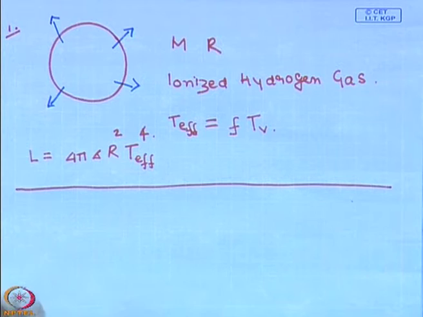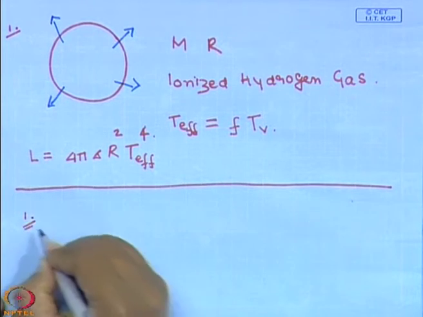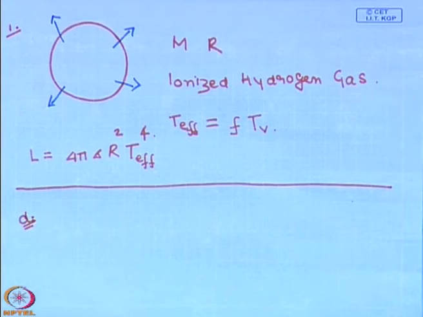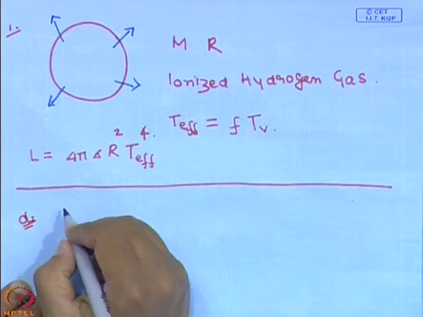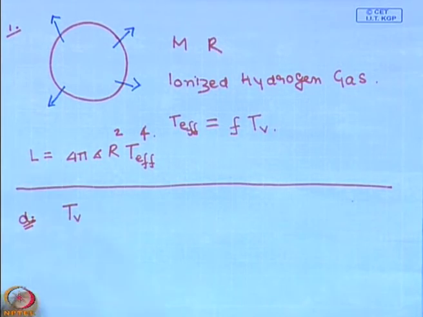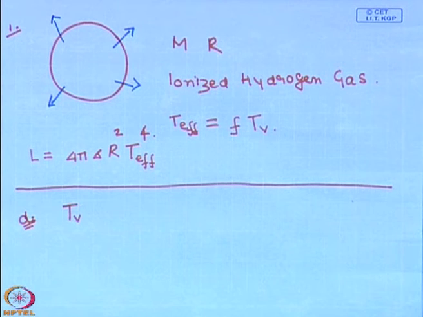So, the first part of the problem is to estimate the virial temperature of this object. So, let us call it A. What is the virial temperature of this object? So, the virial temperature T v, and how does this scale with the mass of the object and the radius of the object? Okay. Now, let us address this question.